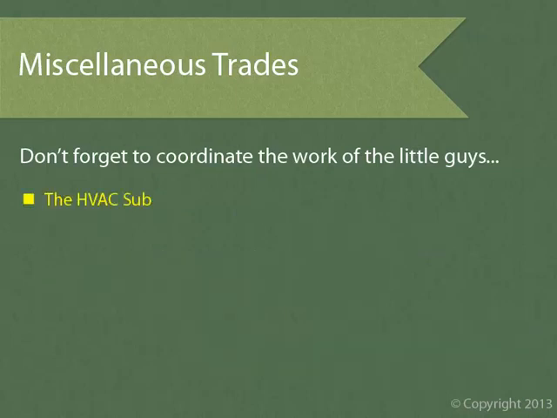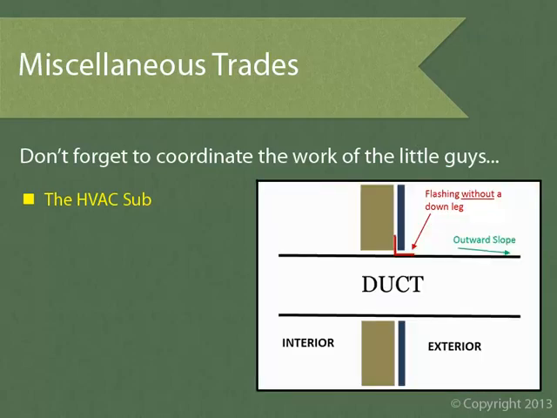The MEP subs aren't little guys, but because they have very little to do with the exterior skin of a building, they are considered little guys in this regard. These guys don't typically provide exterior skin systems, but they do penetrate the building envelope with their ductwork, conduits, and piping. So let's look at a few examples. We'll start with the duct penetration through an exterior wall. Your skin coordination program should have 3 separate details for this: the top, bottom, and sides of the duct.